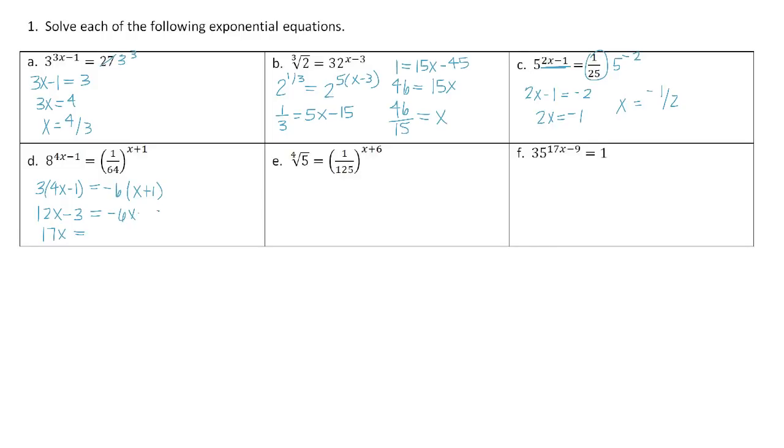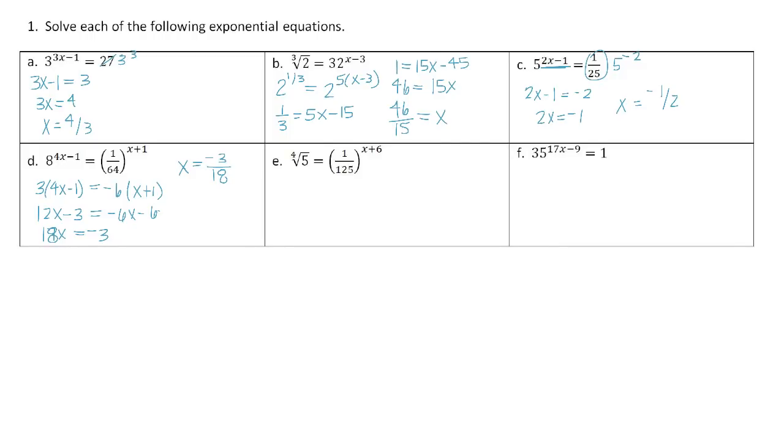So negative 6x minus 6. And if we bring that over, that's going to give me 18x, won't it? Yeah, equals negative 3. So x is going to be negative 3 over 18. If you feel froggy about reducing it, negative 1 over 6.